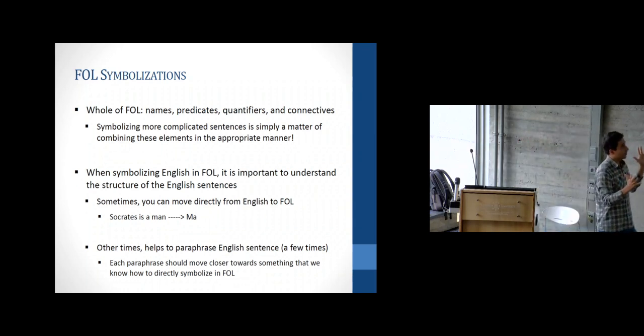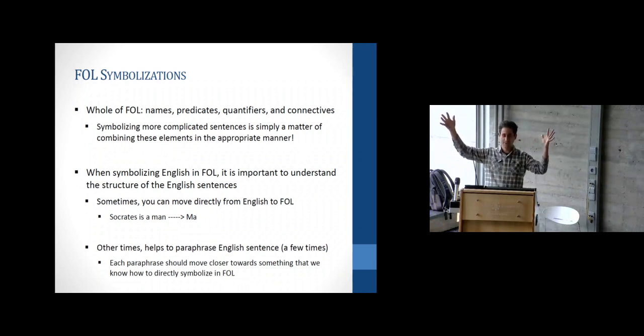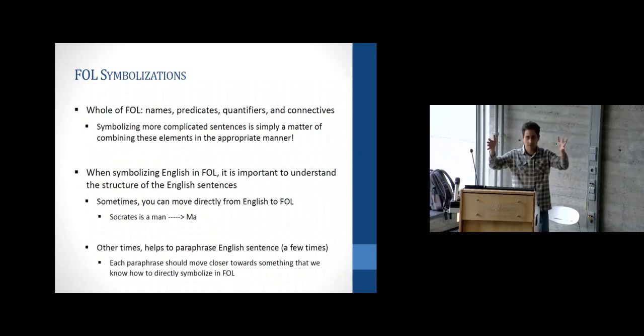The goal of first order logic is names, predicates, quantifiers, and connectors. So we covered all the elements of first order logic. As I said, it takes years to realize what it means, but we're there. We're on our way. Symbolizing more complicated sentences is simply a matter of combining these elements in the appropriate manners. Many times it's good to do it in steps.